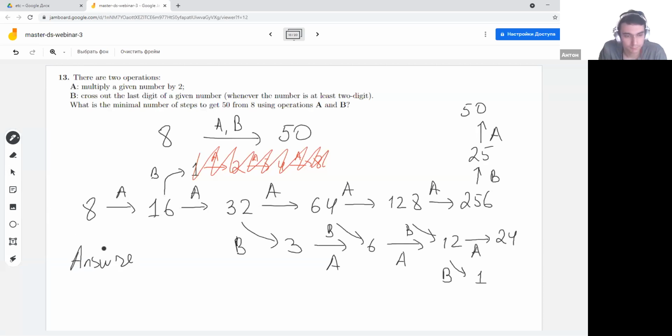Oh my God. Answer 7. Fine. There is another question. There is no need. Yeah.